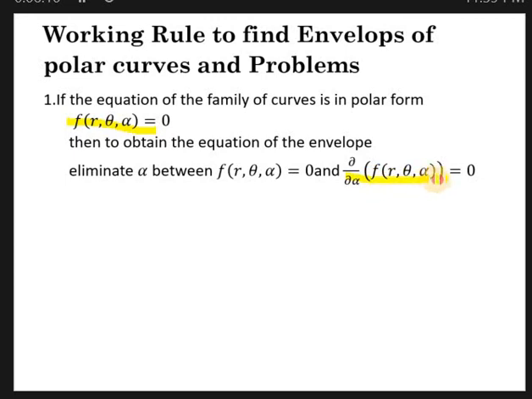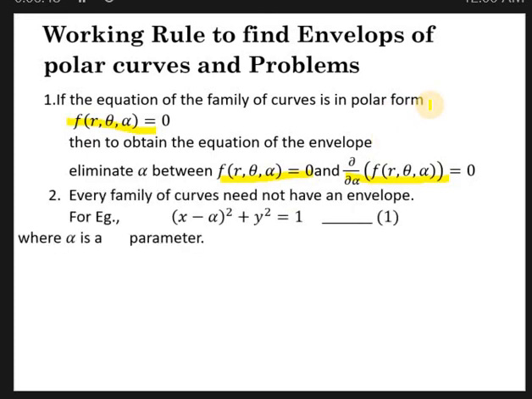See, this is the derivative of f of r comma theta comma alpha is equal to 0 with respect to alpha. Then we have to eliminate alpha between f of r comma theta comma alpha is equal to 0 and dou by dou alpha of f of r comma theta comma alpha is equal to 0. See, every family of curves need not have an envelope. Only a few curves will have envelopes.